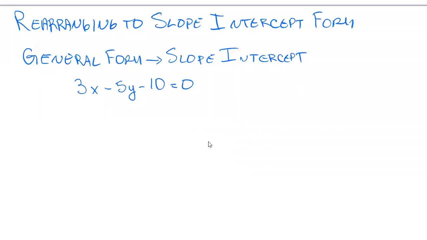Okay, here's our second video on rearranging equations. I'm going to rearrange three different equations into slope-intercept form: general form, point slope form, and standard form.